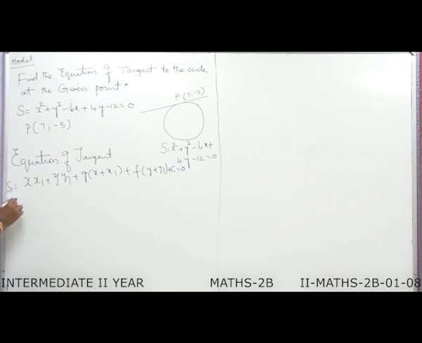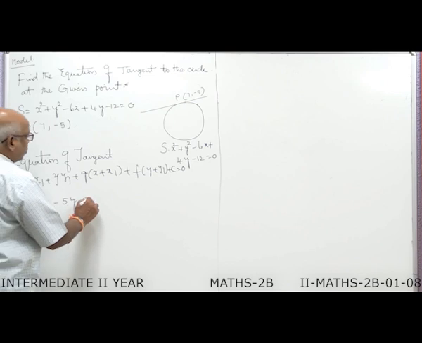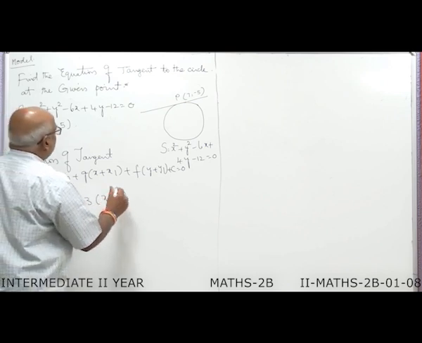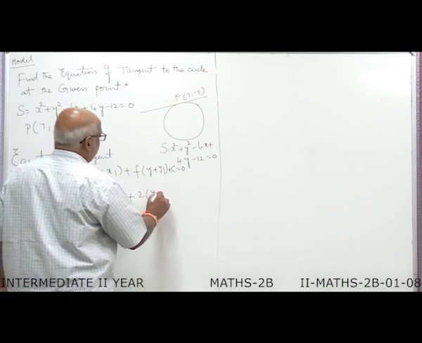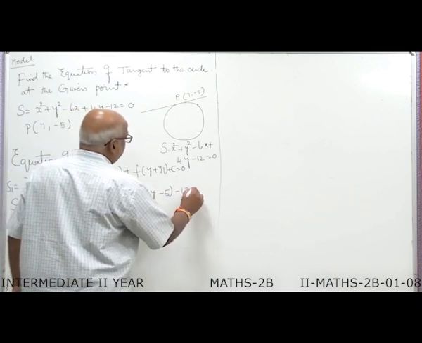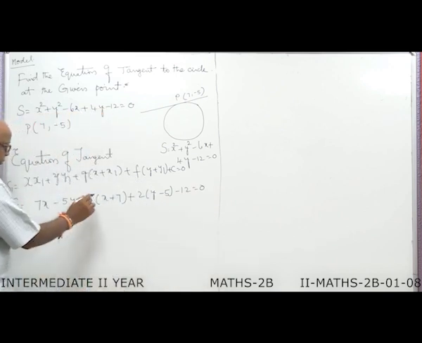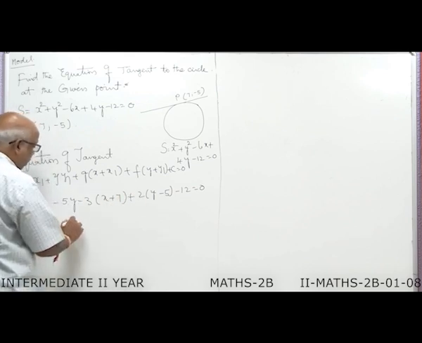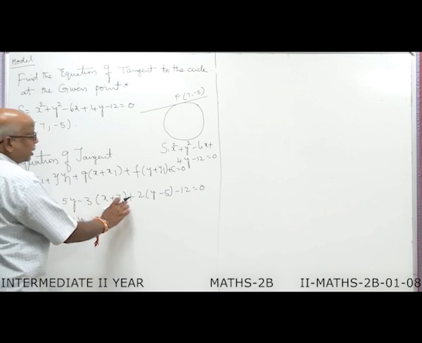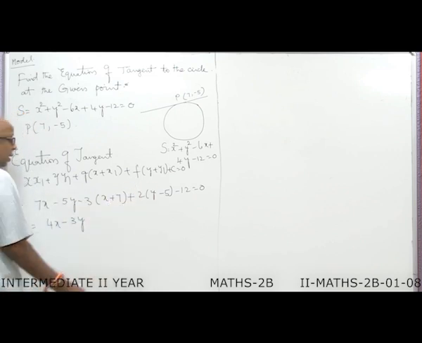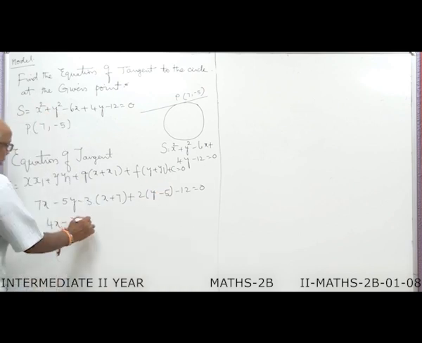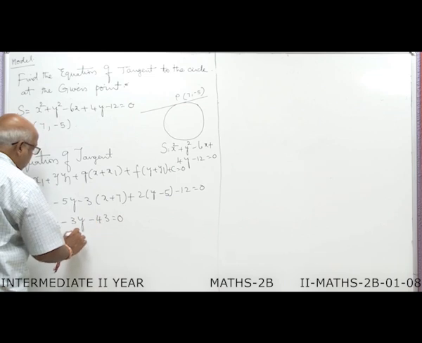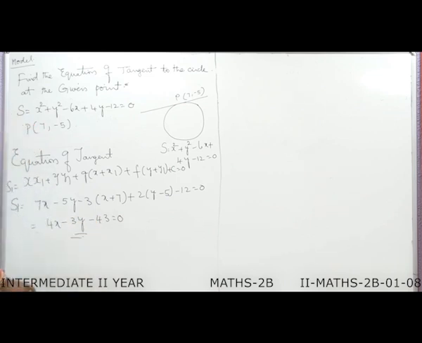This we will name as S1. x1 is 7, so 7x, y1 is minus 5, so minus 5y, plus g means minus 3 into x plus 7, plus f, 2 into y minus 5, plus c, minus 12 equal to 0. 7x minus 3x is 4x, minus 5y plus 2y is minus 3y, minus 21 minus 10 is minus 31, minus 12 is minus 43 equal to 0. That is the equation of the tangent.